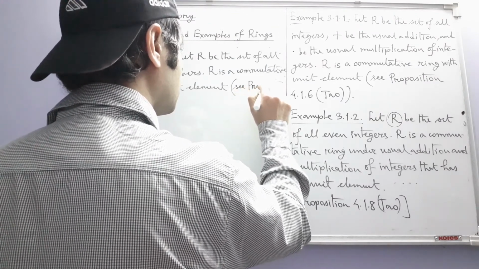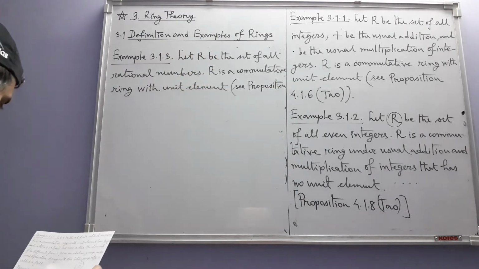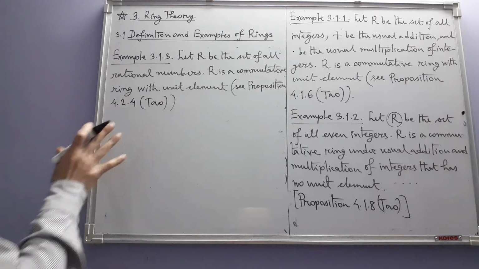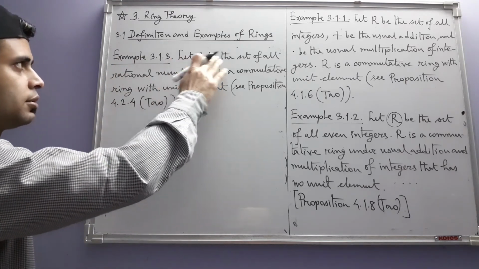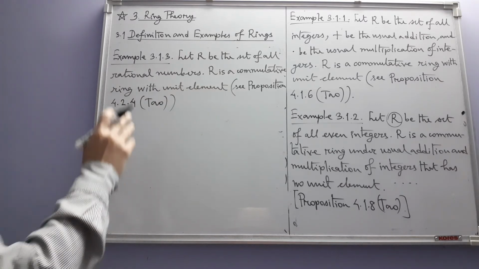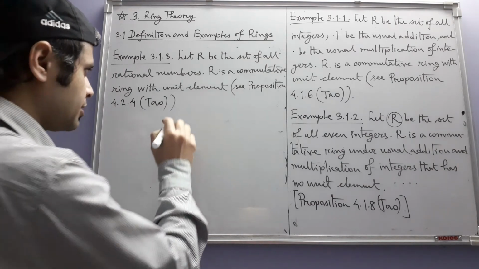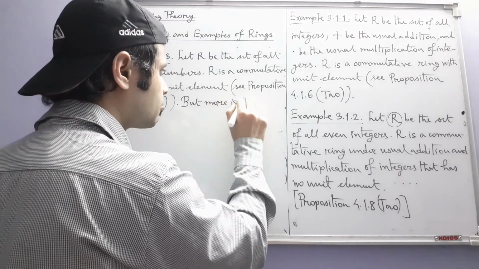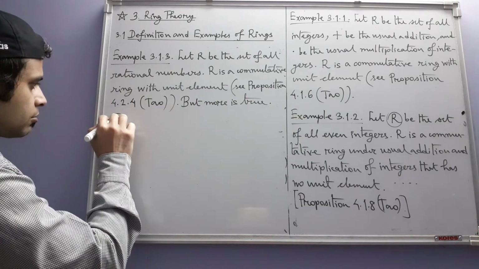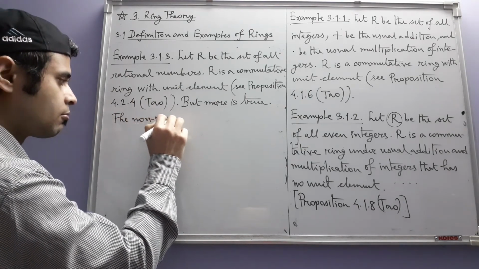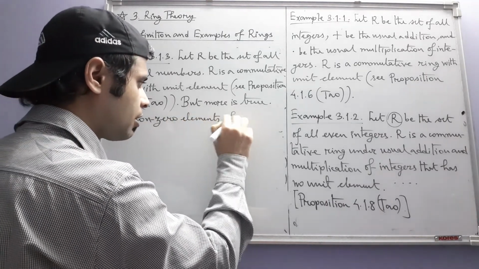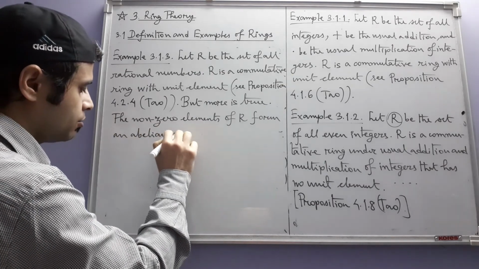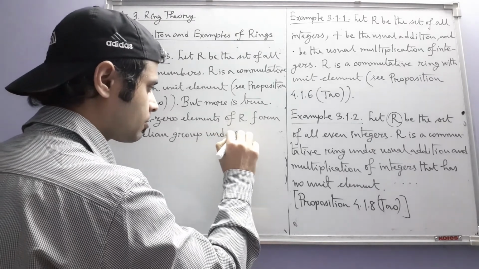See proposition 4.2.4. This particular result says that the system of rational numbers is a commutative ring with unit element. But that is not all, as you all may already know, but more is true. The non-zero elements of R form an abelian group under multiplication.